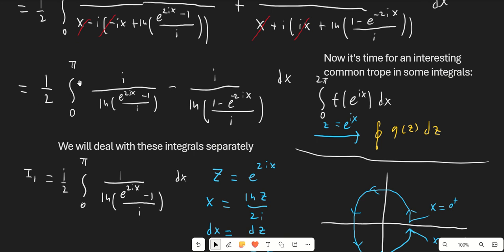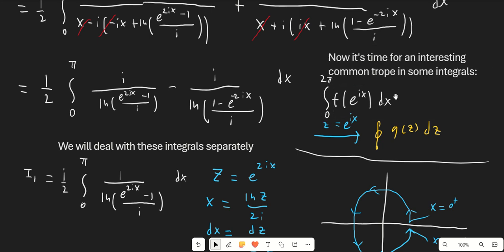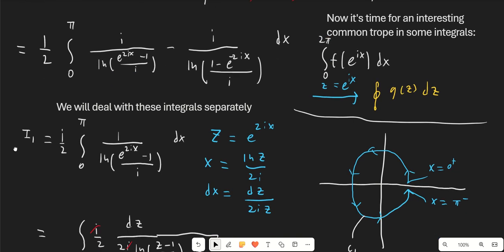1/2 the integral from 0 to pi of i over natural logarithm of (e to the 2ix minus 1) over i, minus i over natural logarithm of (1 minus e to the negative 2ix) over i, dx. Now we're going to use a really common trope in some of these types of integrals, which is when we have the integral from 0 to 2 pi of f of e to the ix dx, we can substitute z equals e to the ix, and this becomes a contour integral around the unit circle of some function g of z. And we're going to do the exact same thing here. We're going from 0 to pi rather than 0 to 2 pi, but we do have a 2 right here. So we're going to go ahead and deal with these separately.